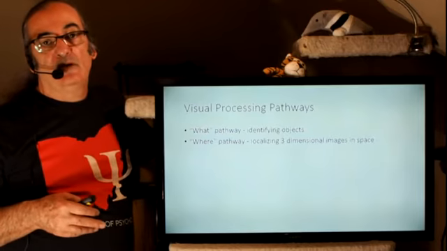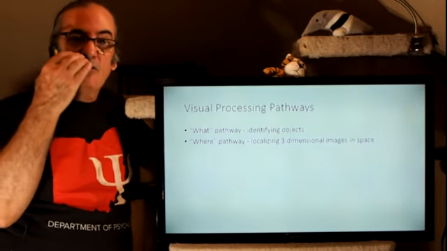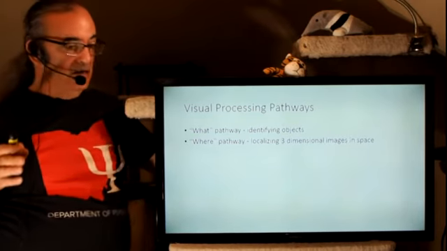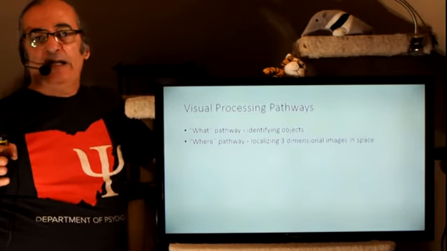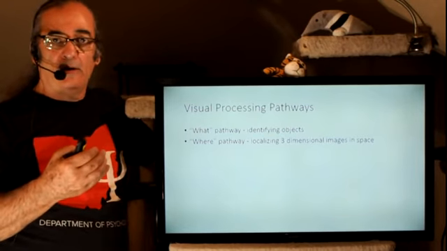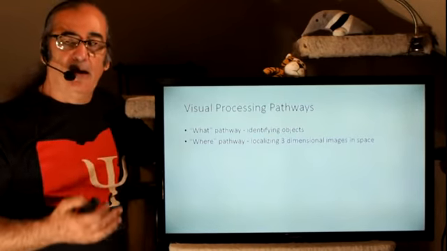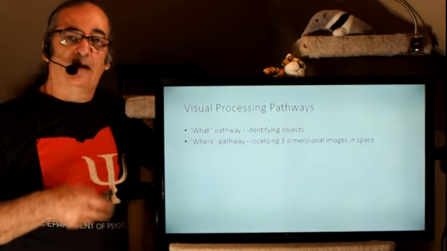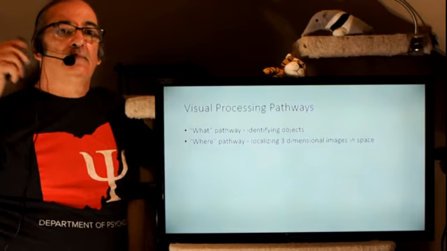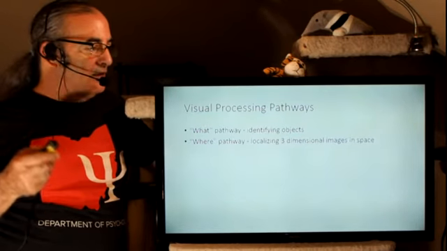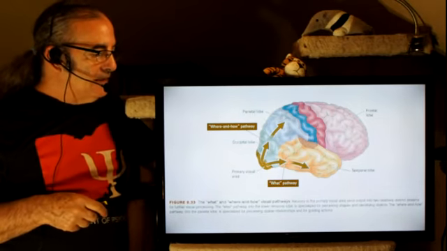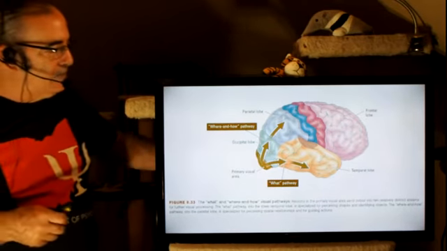We need to be able to do both. We need to be able to recognize what it is, but we also need to be able to recognize where it is. Notice, for threat detection or opportunity detection, where is really probably just as critical as what. So it's a combination of those two subsystems that allow us to adapt to our environment to a greater extent. And we can see that represented in the brain.